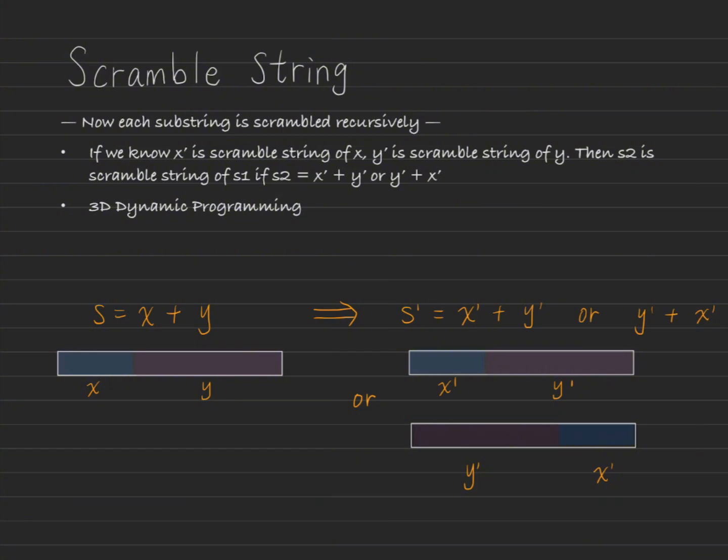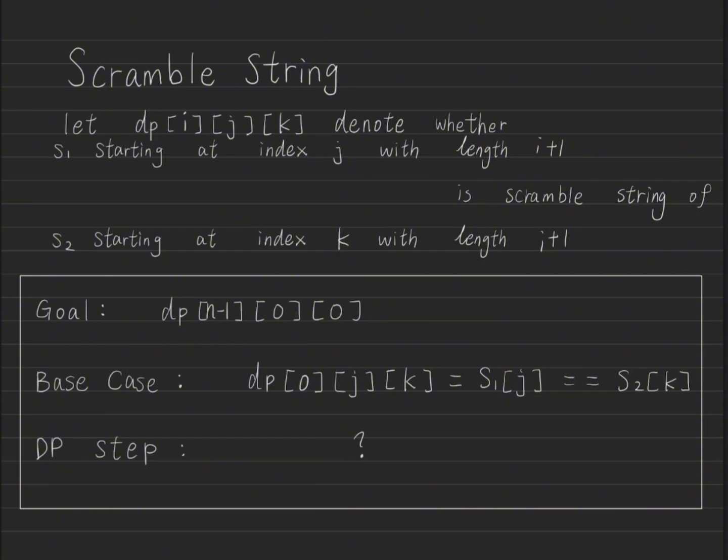In addition, we need to cache and store these results to build our final answer. So this leads to our general approach, which is 3D dynamic programming. Let's try to formulate the DP array. Let DP[i][j][k] denote whether S1 starting at index j with length i plus 1 is a scramble string of S2 starting at index k with the length of i plus 1. Our final goal is to get DP[n-1][0][0].